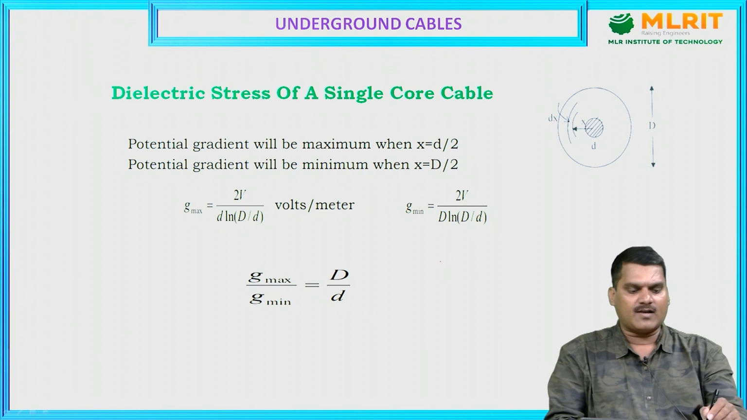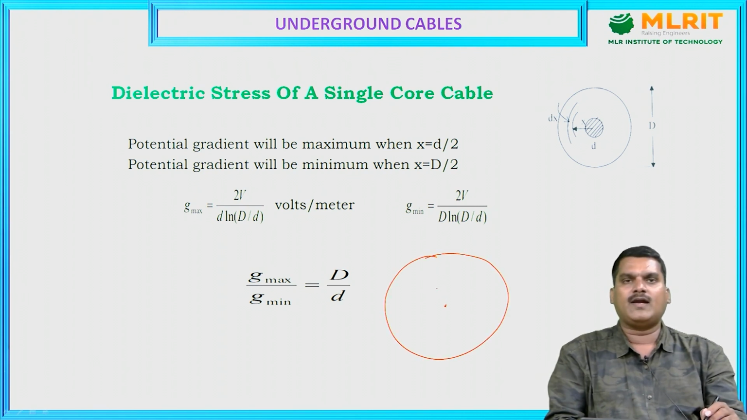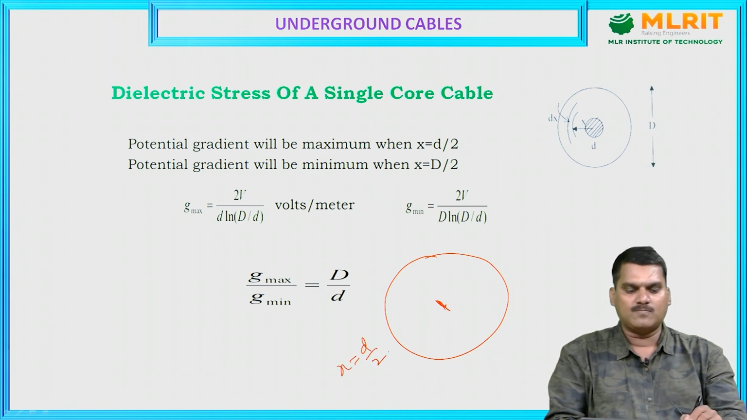So if you consider a round conductor, small d is the diameter of the conductor, and the potential gradient is maximum when x is equal to d by 2. That means over the conductor the gradient will be more, the G value will be more. Potential gradient will be minimum at x equal to D by 2.